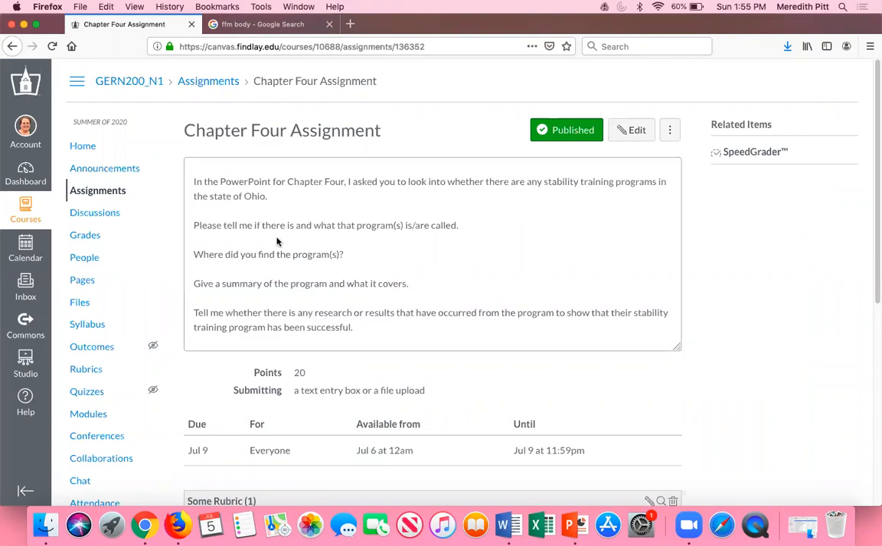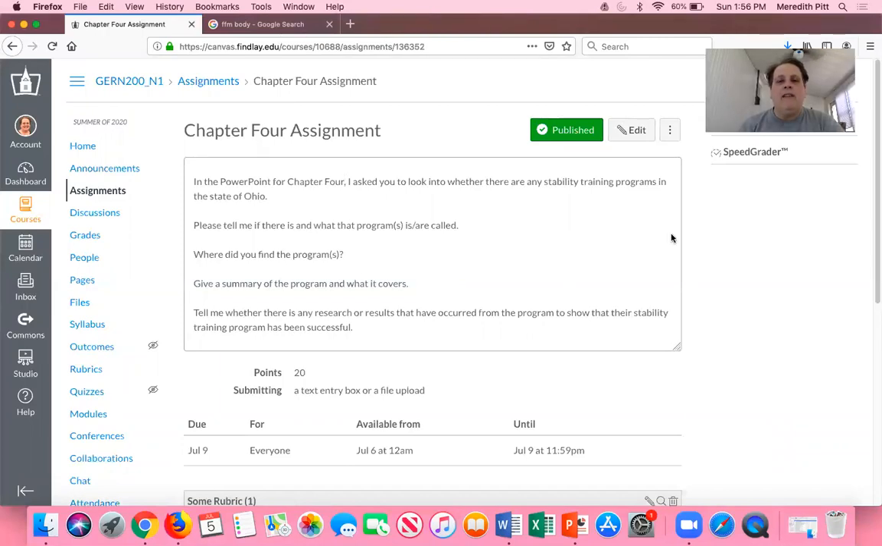Are there any fall prevention programs that you know of? And if there are, where are they? Okay. Where did you find the program? I want you to give a summary of what the program is and what it covers, and whether there is any research or results that have occurred from the program to show that their stability training program has been successful. That's just going to be on their website.